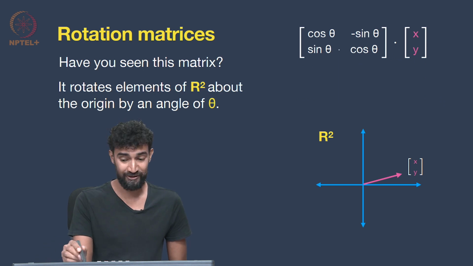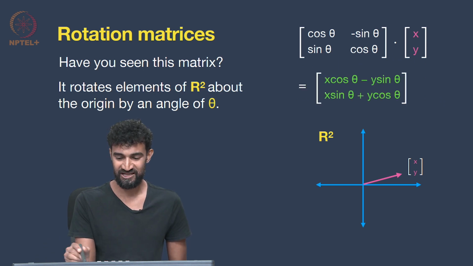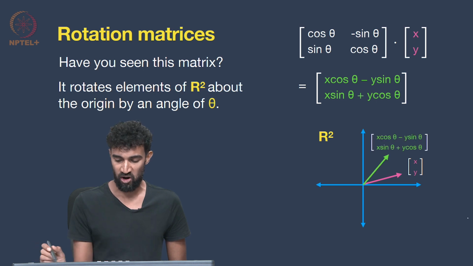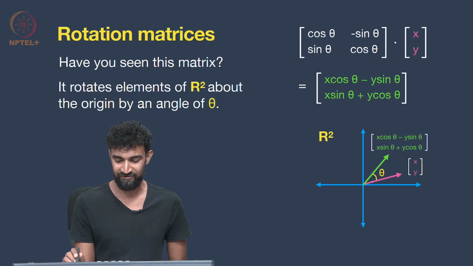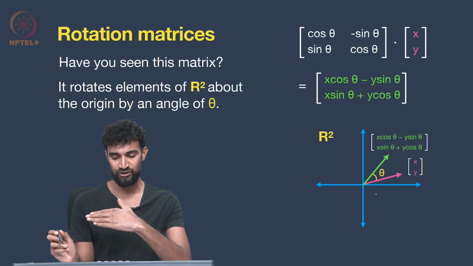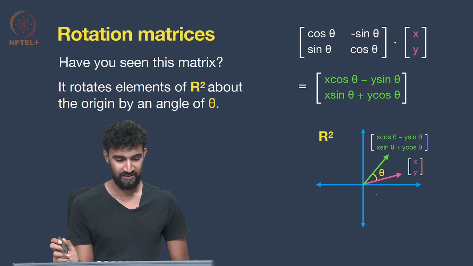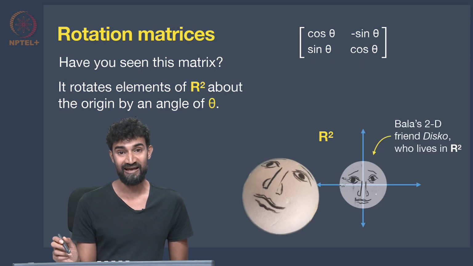And when we carry out this multiplication, what do we get? We get this new vector. Drawing that out, it's just this green vector here. And how does that green vector relate to the original pink vector? Well, they differ by an angle of theta. We've literally just rotated the pink vector counterclockwise about the origin by an angle of theta.